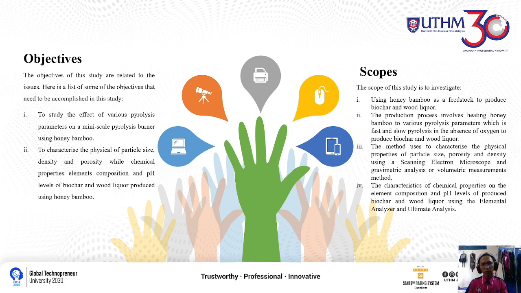For the scope, the study is to investigate using honey bamboo as a feedstock to produce biochar and wood liquor. The production process involves heating honey bamboo to various pyrolysis parameters, which are fast and slow pyrolysis, in the absence of oxygen to produce biochar and wood liquor.